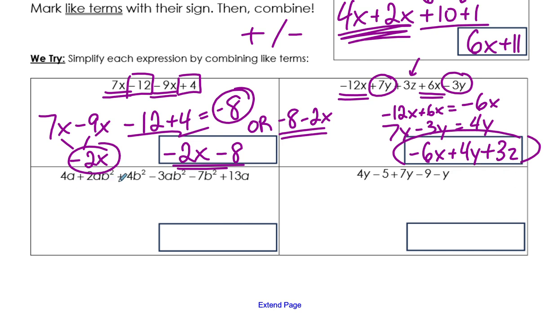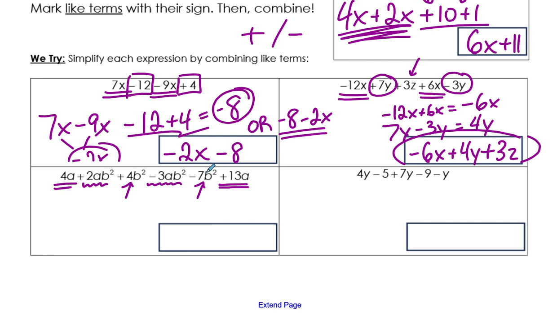All right. This one looks more complicated, but it's the same thing. You're just trying to match 4a, 13a, 2ab squared, minus 3ab squared. And these b squareds are also like terms, same variable, same exponent. So now I'm going to put these together.